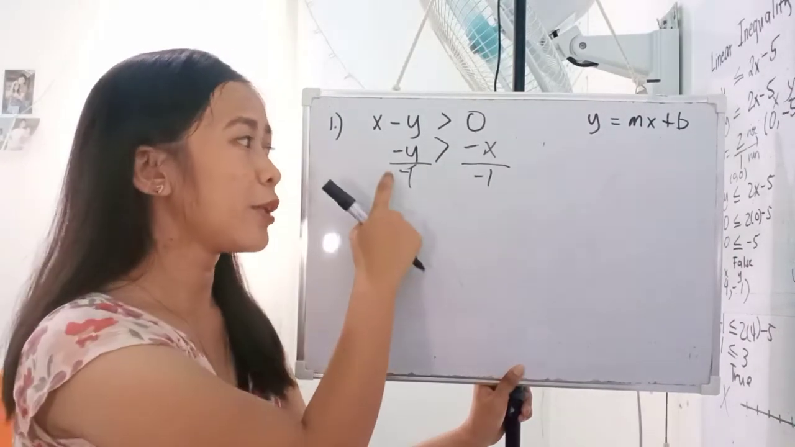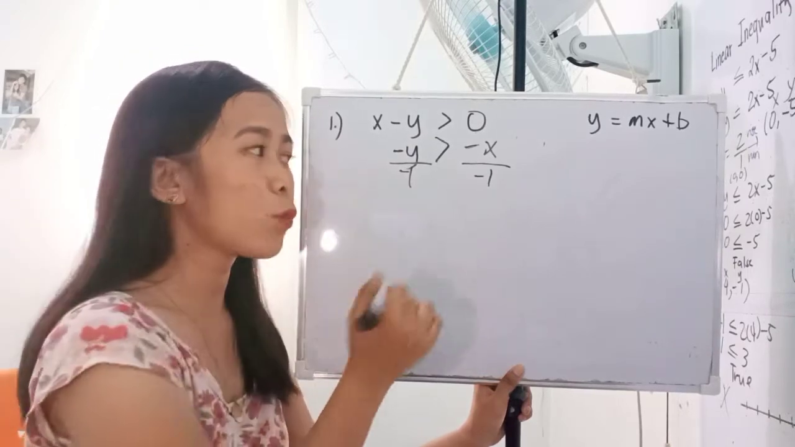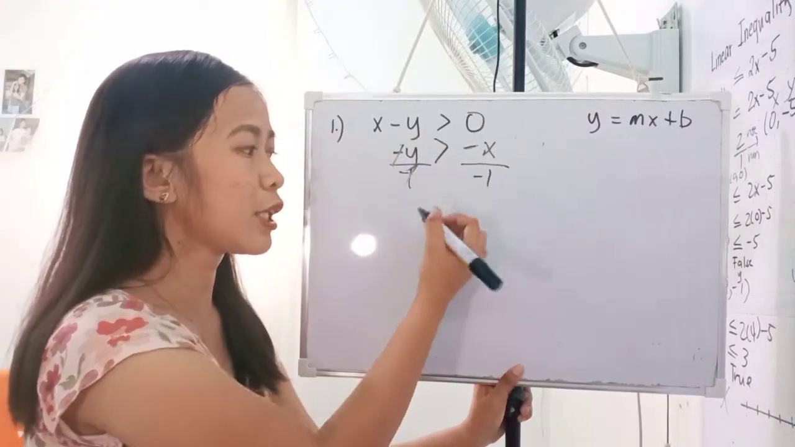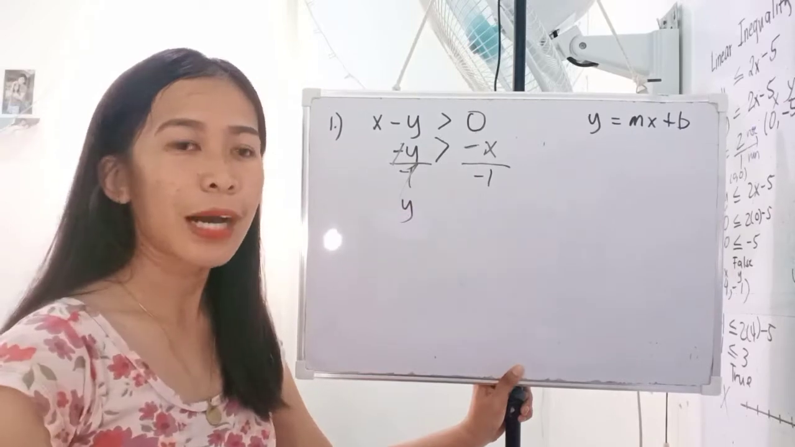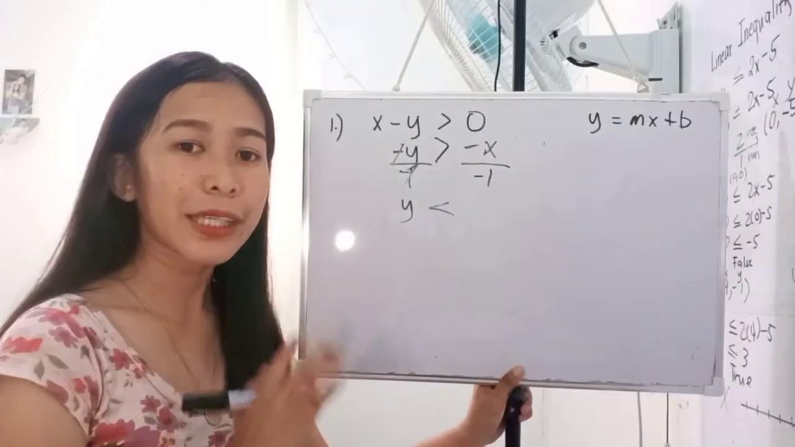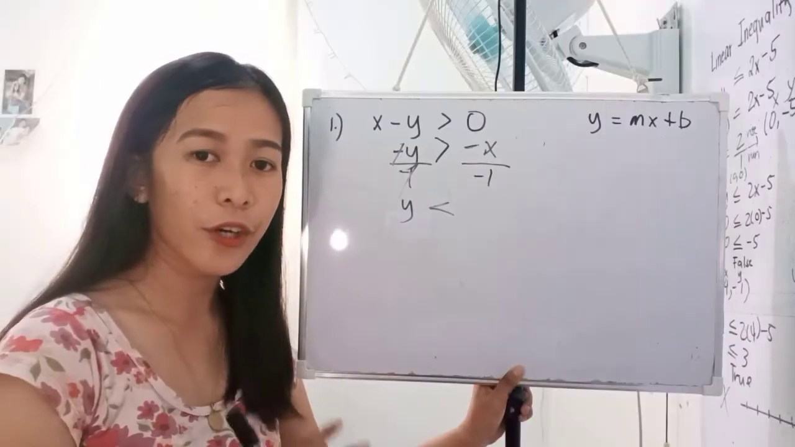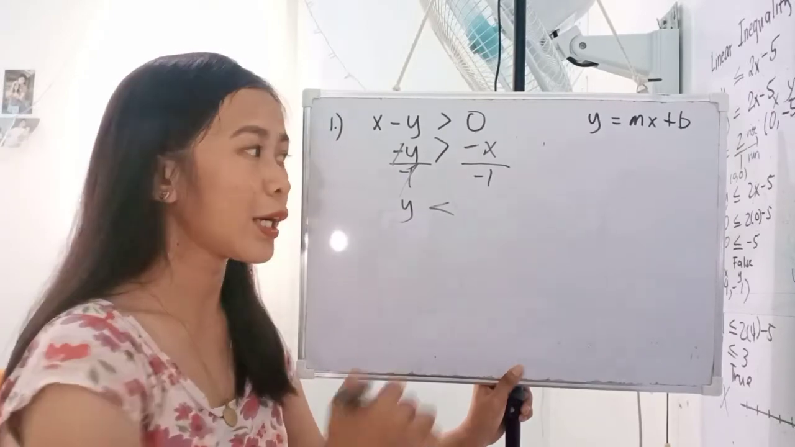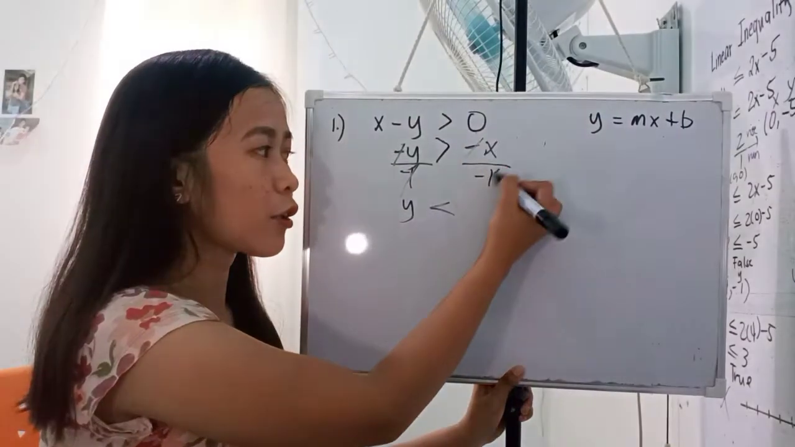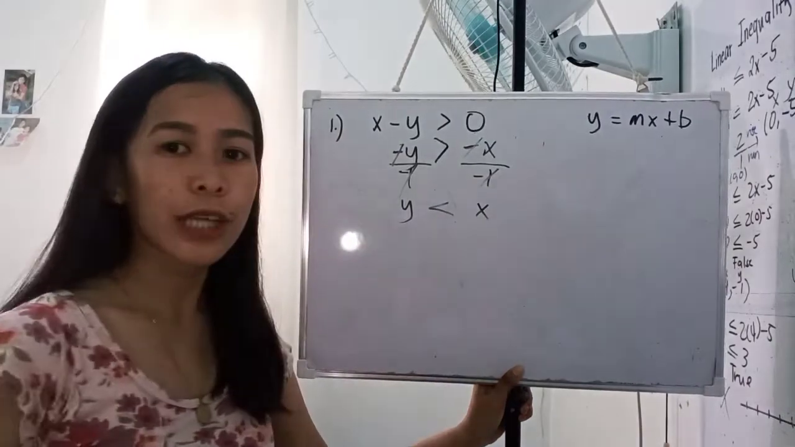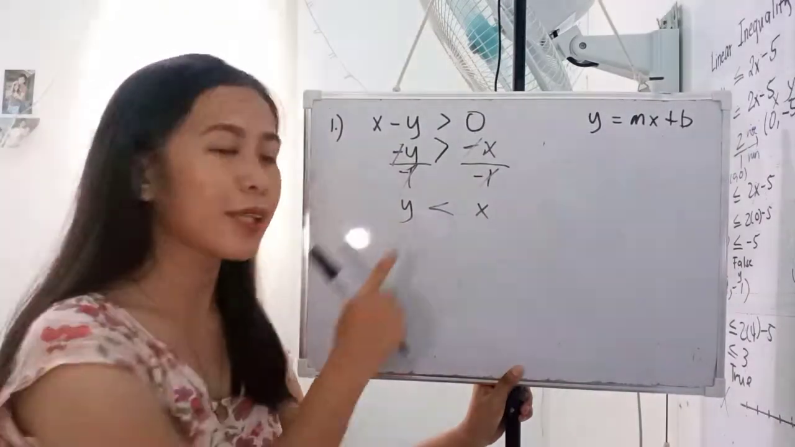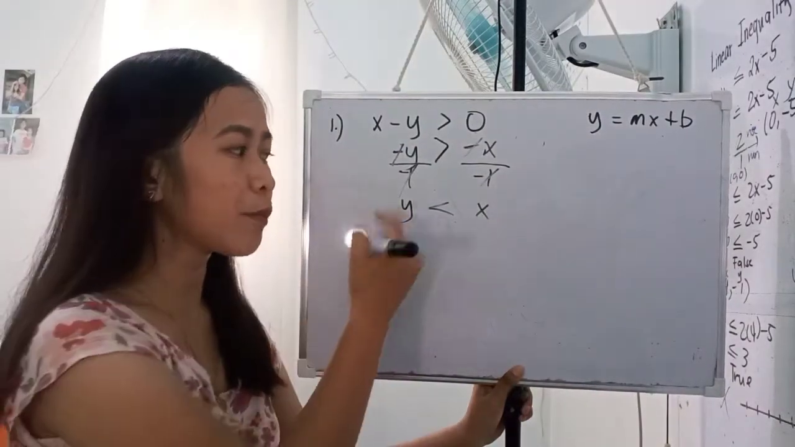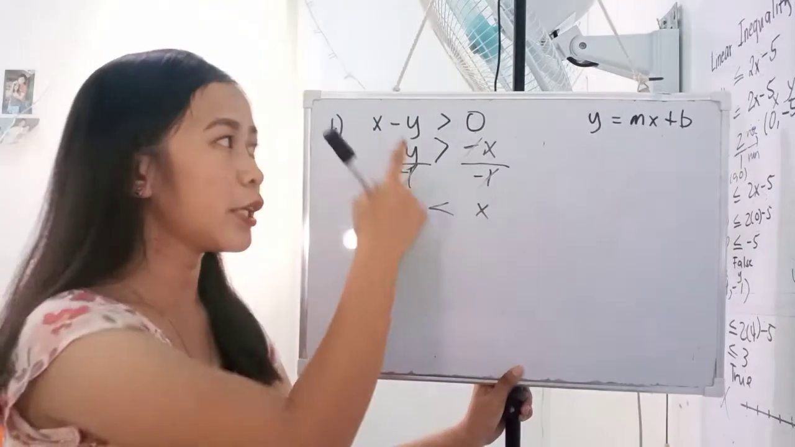Okay? So, for example, dinivide natin ito sa negative 1. So, cancel mo yan. Negative, negative. Y na lang yung natira, di ba? So, itong greater than, magiging less than, kasi nag-divide tayo by negative numbers. Okay? And then, cancel na din ito, and then x na lang yung natira. Therefore, we have y is less than x. And ito na yung bago nating inequality.